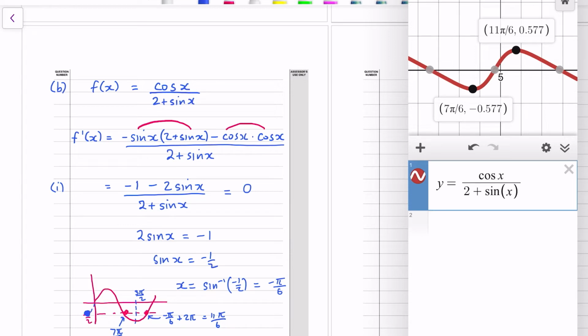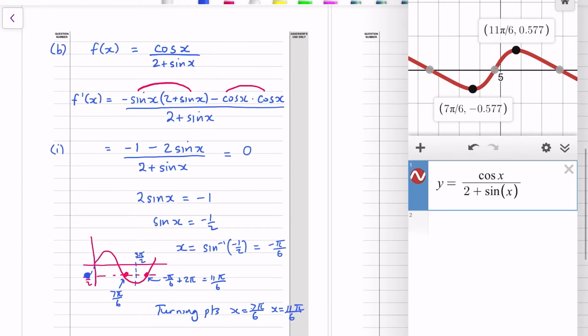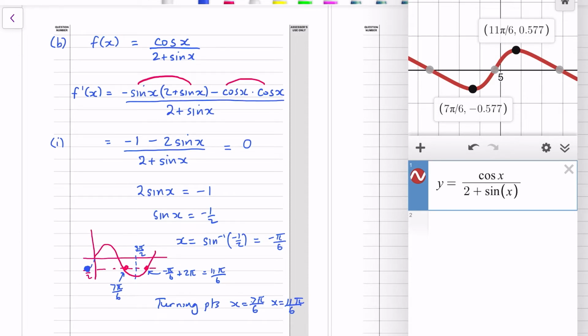But to find that, we just need to go back to the original function and find the y values. So finding the y values would go, first up, f of 7 pi over 6. It's going to be cosine of 7 pi over 6 divided by 2 plus sine of 7 pi over 6. Now we already know what sine of 7 pi over 6 is, because sine of x was equal to minus 1/2, so sine of 7 pi over 6 must be minus 1/2.